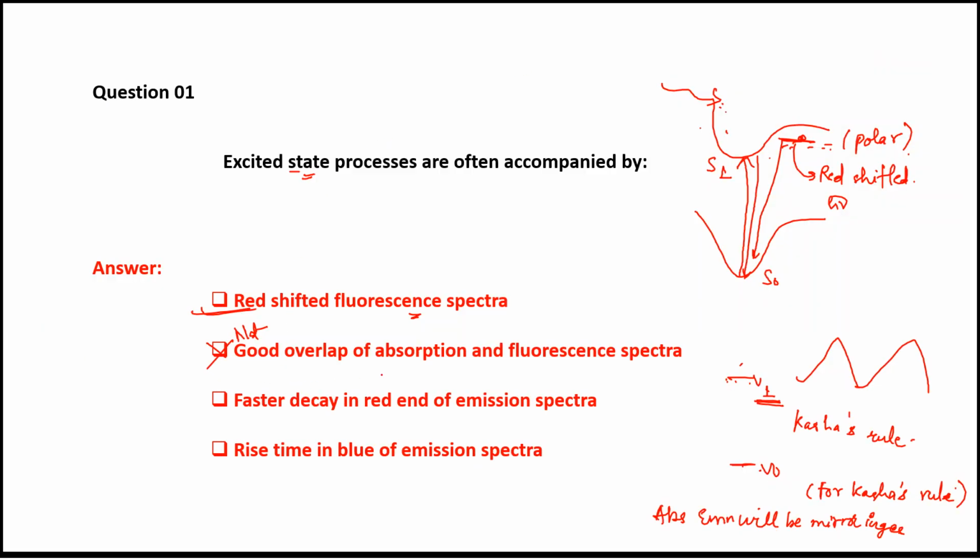So the answer to this question is faster decay in the red end. This is not the right option. Rise, oh sorry, faster decay in the red end, and the rise time in the blue of the spectra. So actually this is not the right option. Okay, this could be faster decay of the blue emission. So the answer would be faster decay in the blue end of the emission spectrum. Okay, let's just see. Yeah, this is the right one. Wait a second.